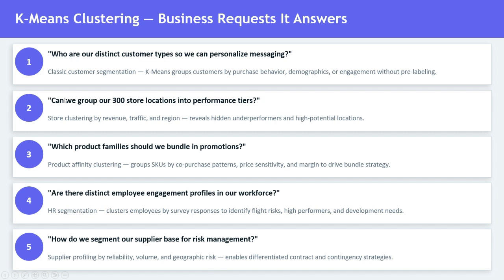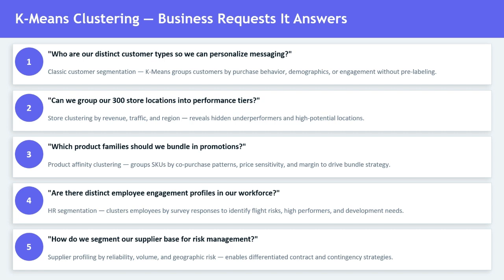Can we group our 300 store locations into performance tiers? So store clustering by revenue or traffic and region. This reveals hidden underperformers in high potential locations. So it's important to look at things how they organically sort themselves. And so if we have a lot of variables that might be desirable for a store, we can use those to see which stores are overperforming where the precursory glance at the data may not make it so easy.